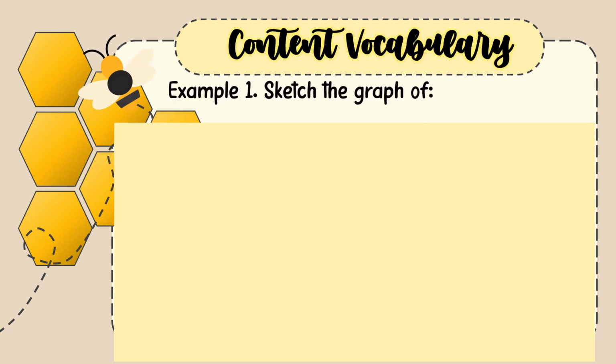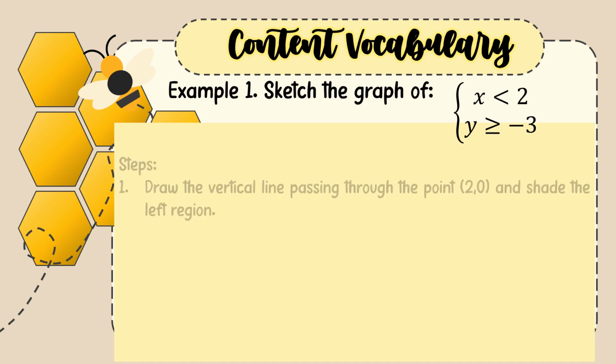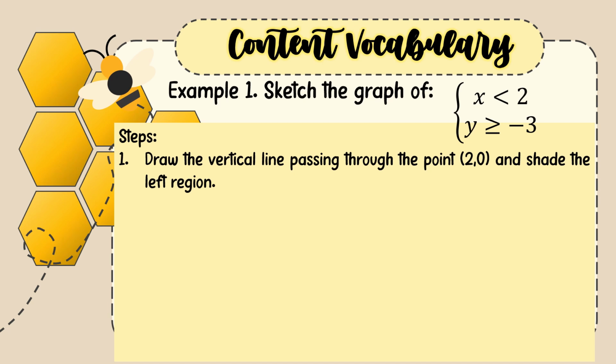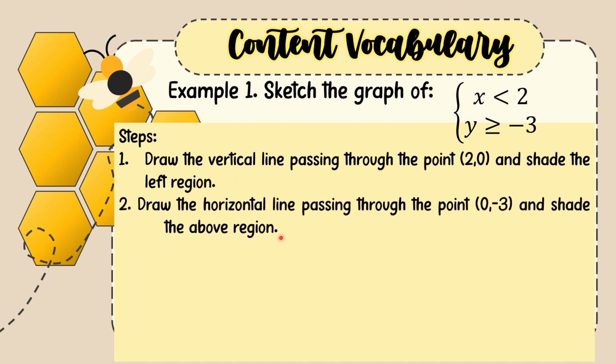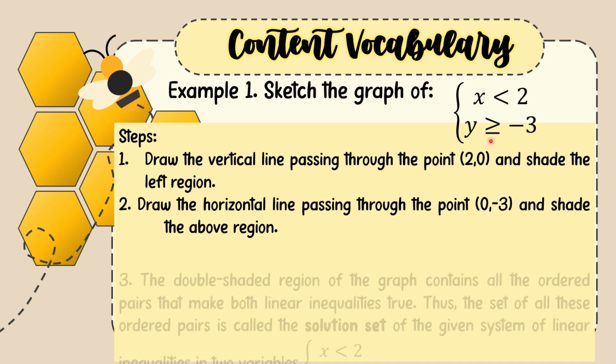So we have here, sketch the graph of x is less than 2 and y is greater than or equal to negative 3. Step number 1, draw the vertical line passing the point 2 and 0 and shade the left region since we are using the less than symbol. Step number 2, draw the horizontal line passing through the point 0 and negative 3 and shade the above region. Above because we are using the greater than or equal to symbol.